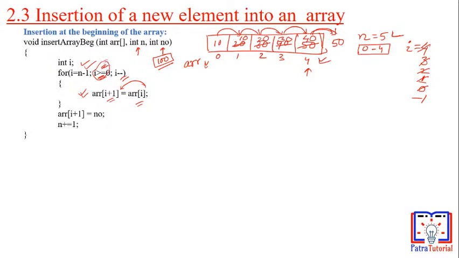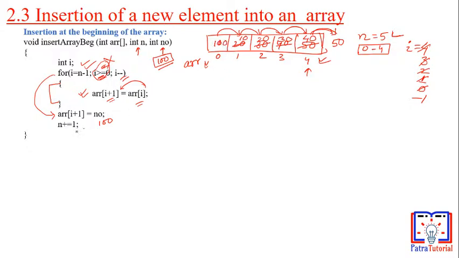Okay, so once this condition is not satisfied, it will not execute the for loop, it will go to the next line, right? And the next line is ARR of I plus 1 equal to number. The number is 100, this element to be inserted, and I equal to minus 1, and minus 1 plus 1 equal to 0, right? So ARR of 0 equal to 100. That means now I am storing 100 here. Okay, 100 will be stored here.